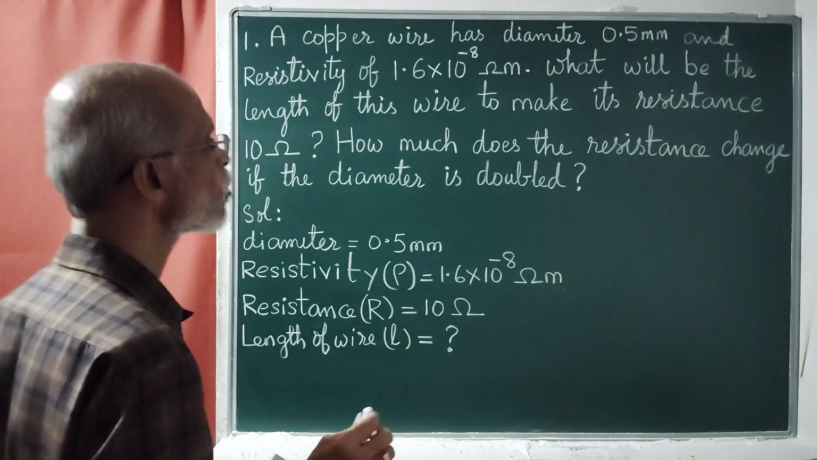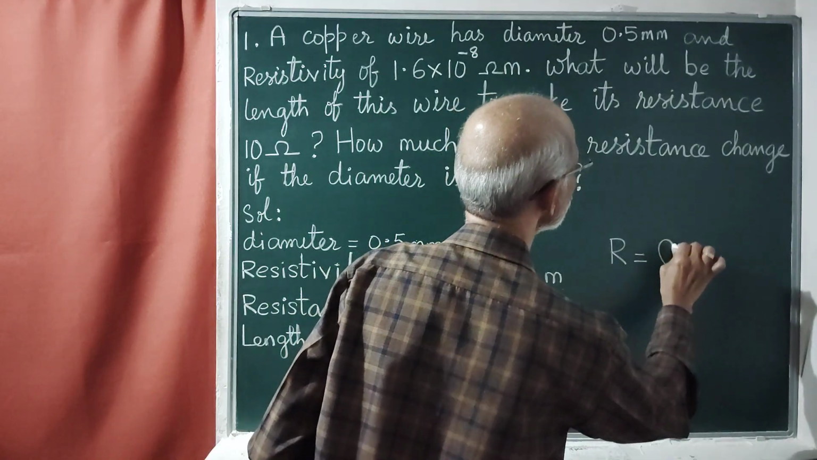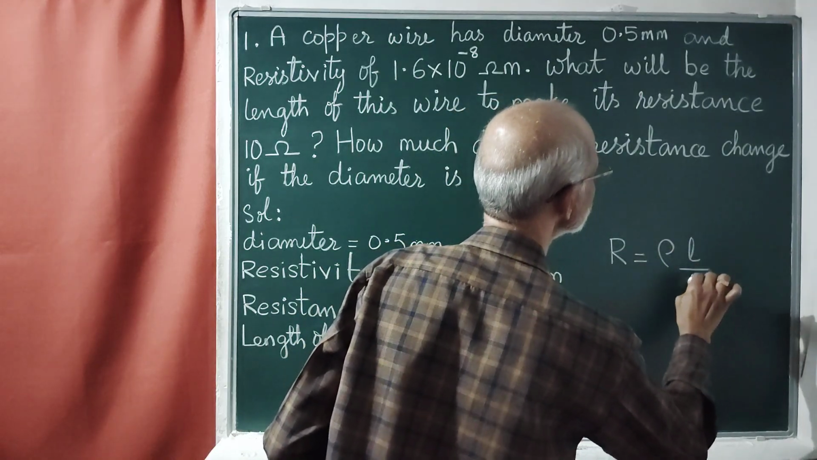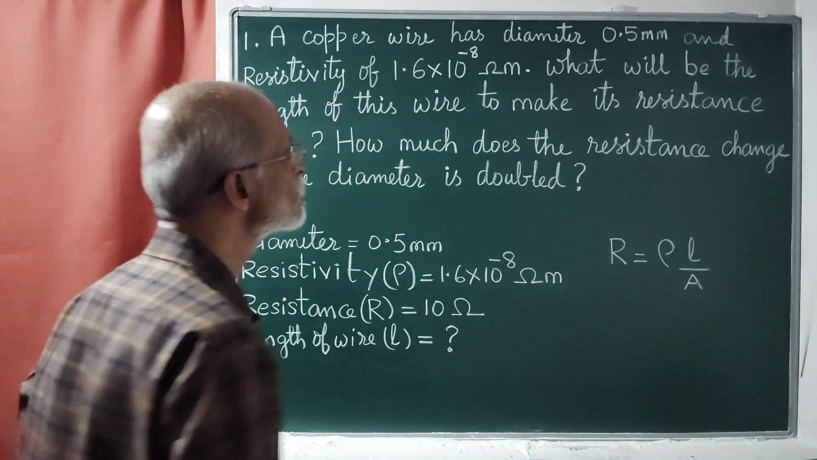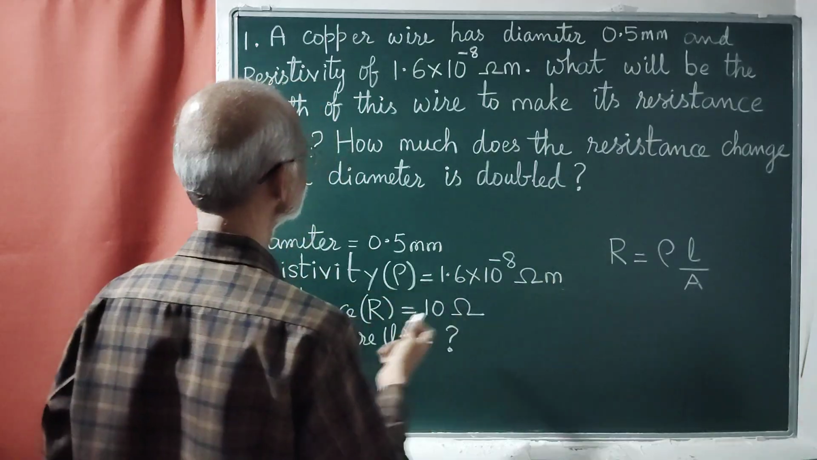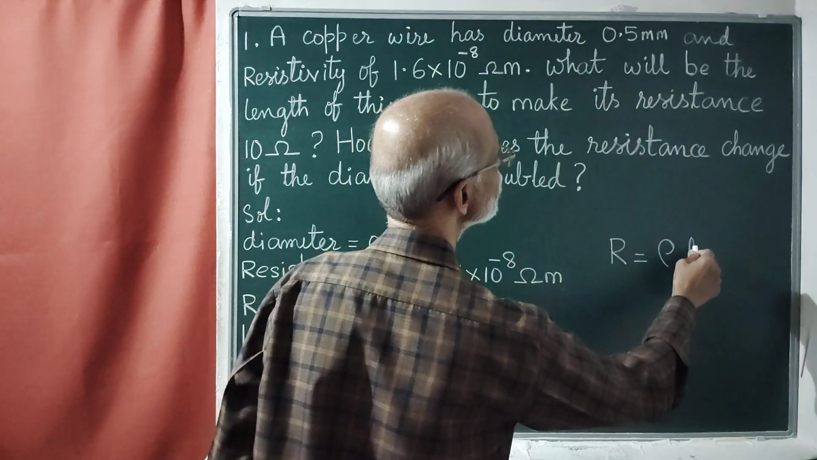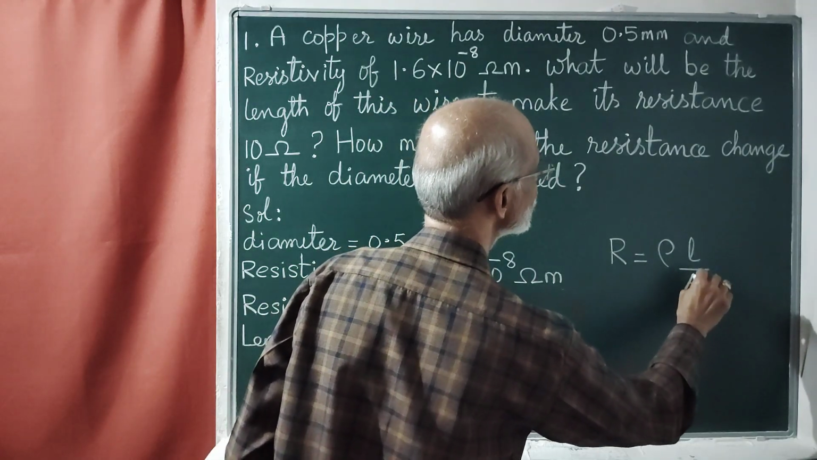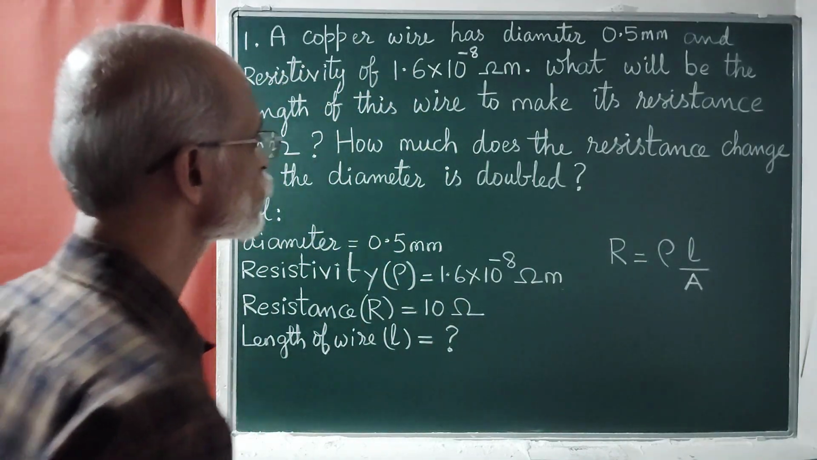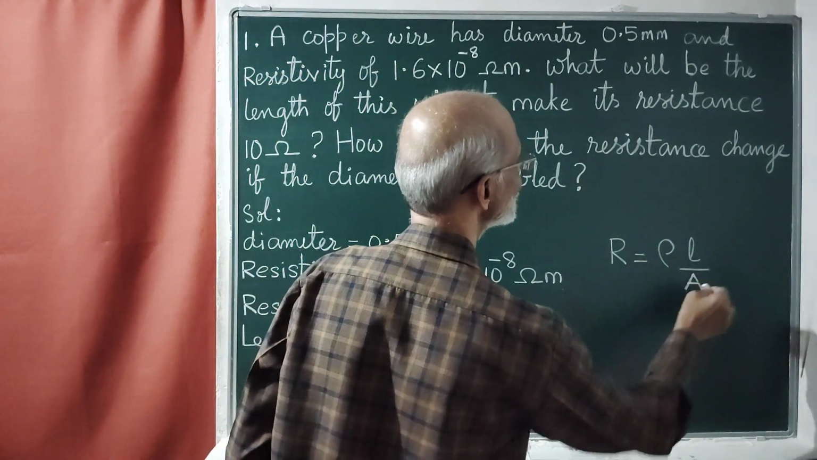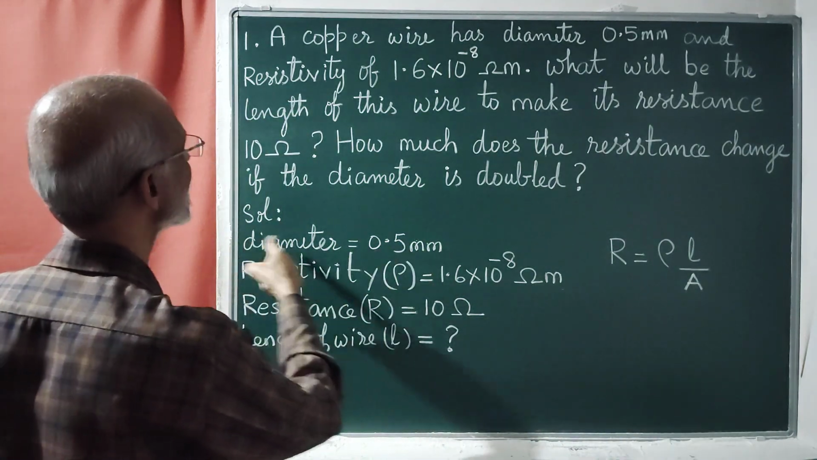So now the formula known to us is R equal to rho L by A. In this formula, we know the value of R, which is 10, and we know the value of rho, the resistivity. We have to find L, but we don't know the value of A, the area of cross section of the wire. So first we have to find the area of cross section by using this diameter.